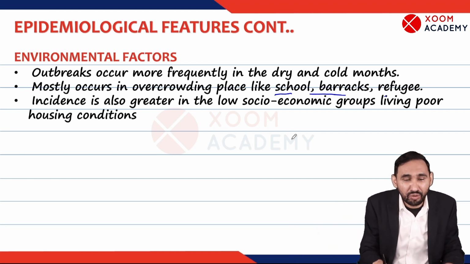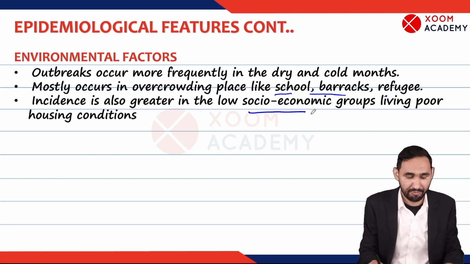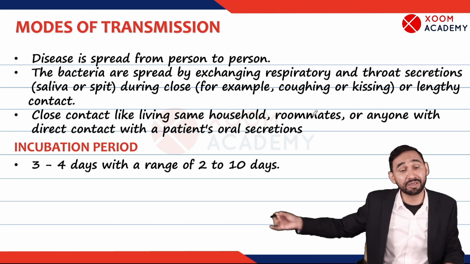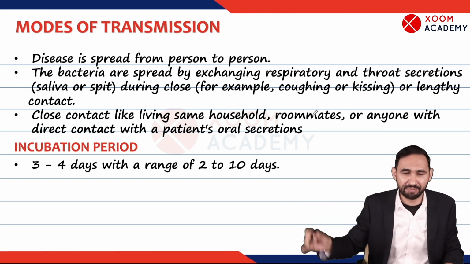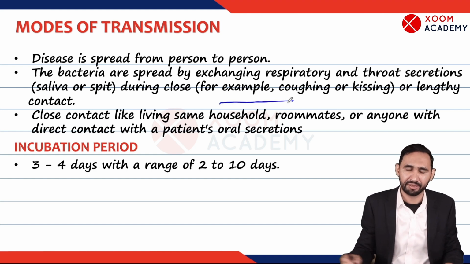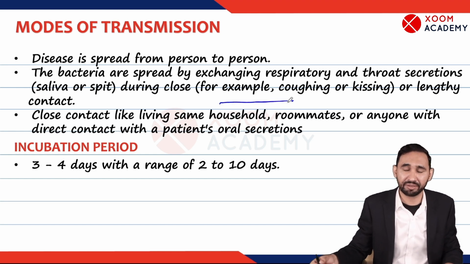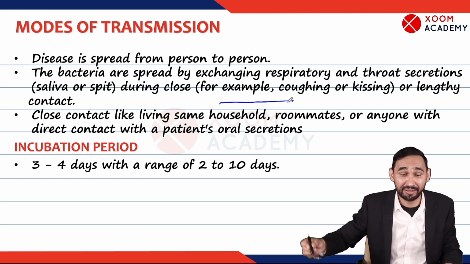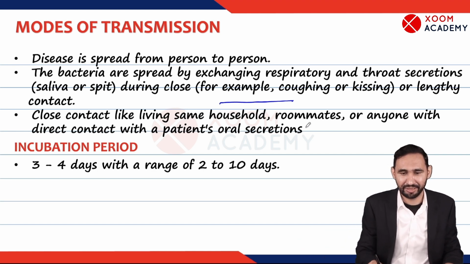It's a disease of low socioeconomic status like tuberculosis because of poor housing conditions. The disease spreads from person to person. It directly spreads from person to person by coughing, by kissing. So if one person living in the same room gets infection, others may be infected. So there is a secondary attack rate in meningitis.